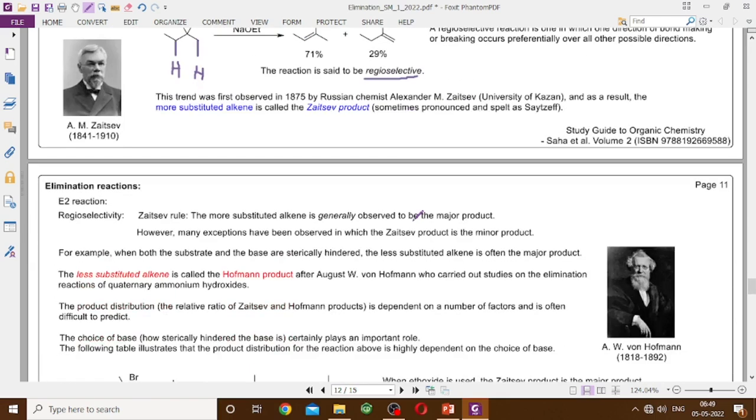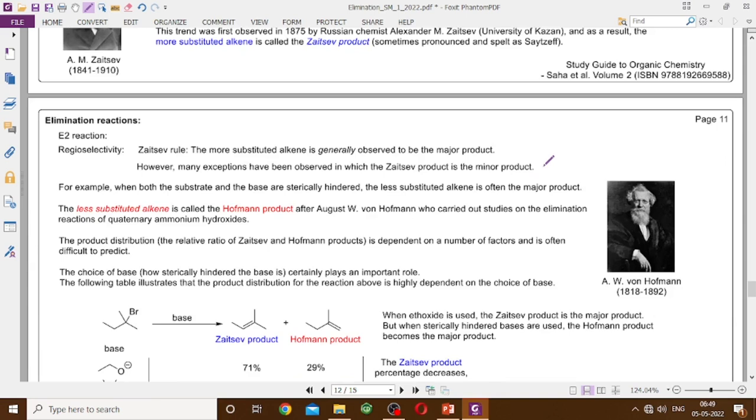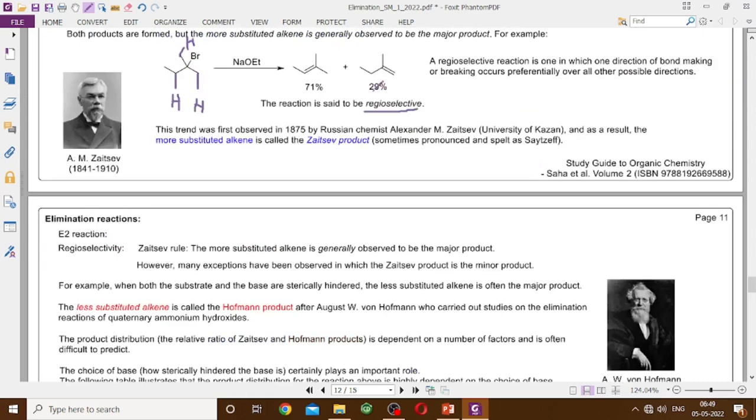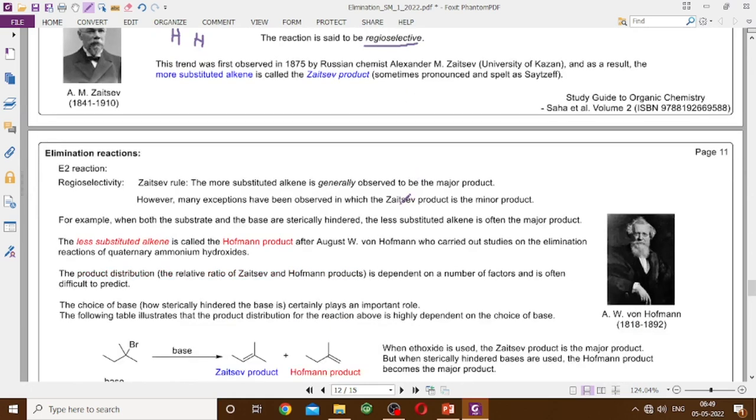But sometimes the rule changes. Sometimes you change the leaving group from bromide or halide to a quaternary ammonium salt, or from bromide to halide. Then sometimes it is the less substituted alkene which becomes the major product, and that was observed by Hofmann, after whose name this less substituted alkene was termed as the Hofmann product.